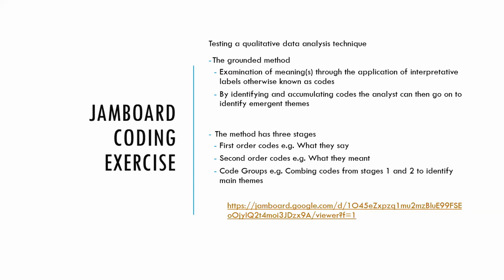So the method has 3 stages, and I've got an extract that I'm going to share with you. I'll post a link to the Jamboard in the chat. The first stage is that we're going to read the extract and pull out keywords. So what's the content of the extract? What are the keywords that this individual is sharing with us? Then the second order codes are what do they mean by that? So I'll give you the context of the extract, where it's from, and from that you can then interpret what the words mean within this context.